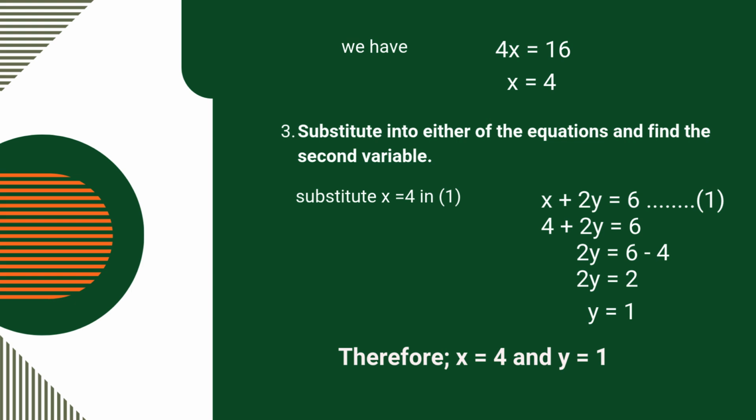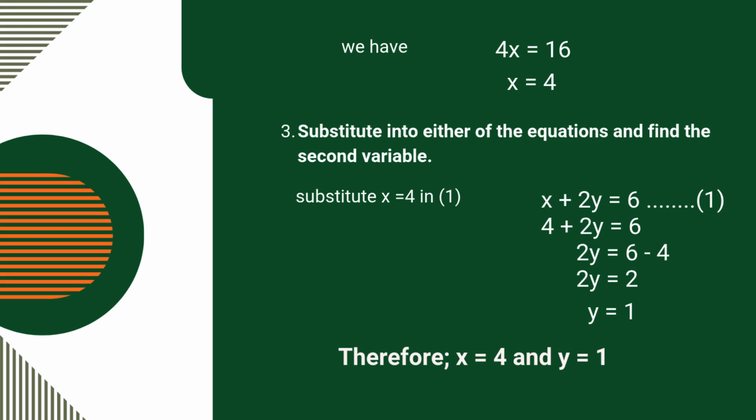So that means wherever I see x now, I will input 4. So it brings us to 4 plus 2y equals 6. Now, you take 4 to the right-hand side to make y the subject of the formula, which brings us to 2y equals 6 minus 4. We know 6 minus 4 is equal to 2. So we have 2y equals 2.